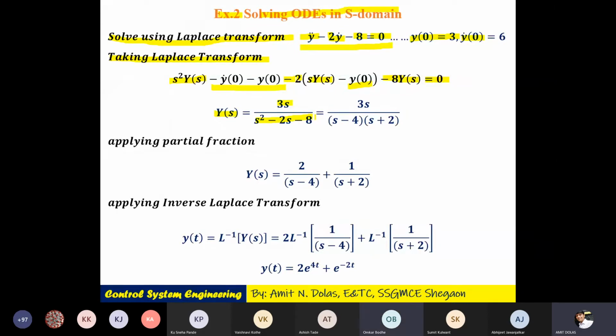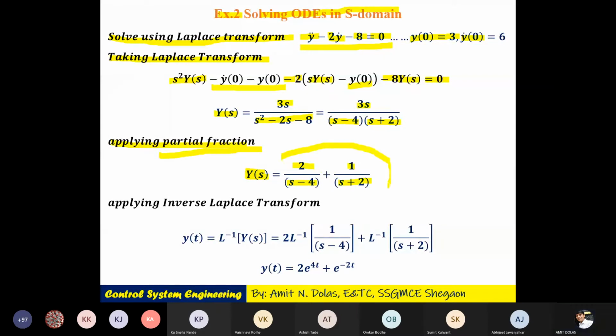So we got the Laplace transform of the above equation and we'll simplify it. If we simplify it, it will be 3s upon (s minus 4) into (s plus 2), that is a partial fraction. So applying partial fractions, you can separate it out. Y(s) will be equal to 2 by (s minus 4) plus 1 by (s plus 2). This is simply partial fractions.